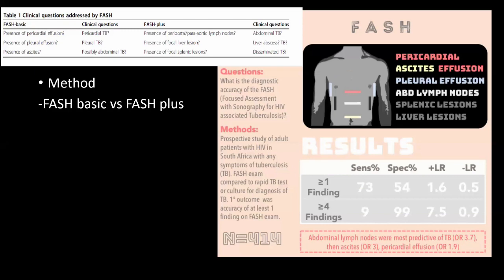Similarly, it looked at positive findings on the plus, and if you have more than one finding, your specificity then increased to 91%, and then if you have 3 findings, to 93%. And then more so, it also looked at individuals with advanced HIV, so those with CD4 counts of less than 100, so severely immune compromised, and the sensitivity was 82% in the FASH plus exam.